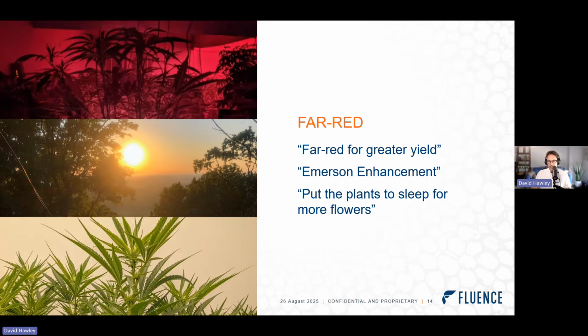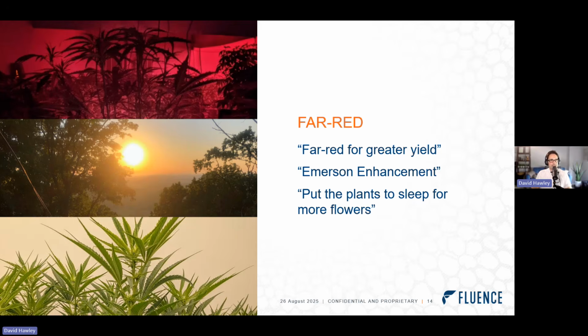Okay, far red. This one's really fun. Everyone's very, very interested in far red, and there's a whole lot that we have to talk about with far red. I've heard things like far red is great for greater yield. It helps drive the Emerson Enhancement Effect, and it can help put the plants to sleep. There is sort of truth to all of these things.